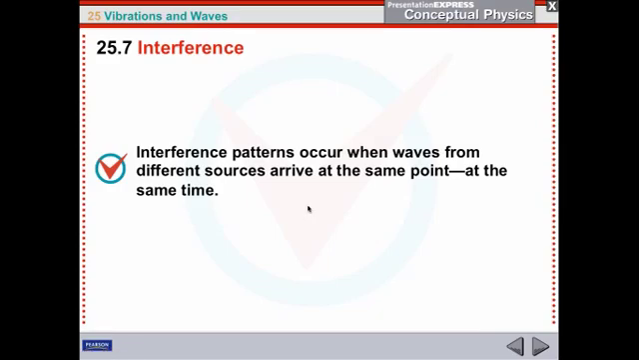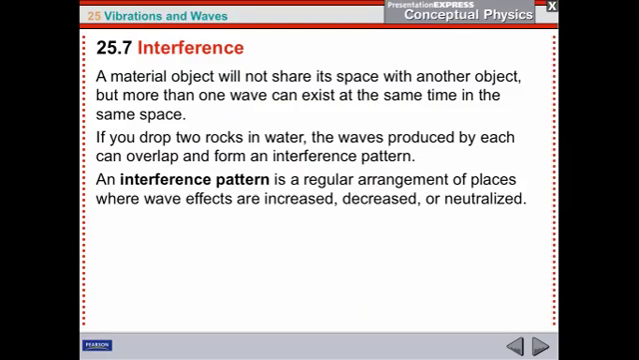Now, whenever you talk about waves, you always get to talk about interference. And interference is when two waves meet. And different things can happen. Typically when they meet, if you have a constant wave traveling and they meet each other, you're going to get this interference pattern. And what's going to happen is the waves are either going to increase, they're going to decrease, or they're going to neutralize themselves as they meet.